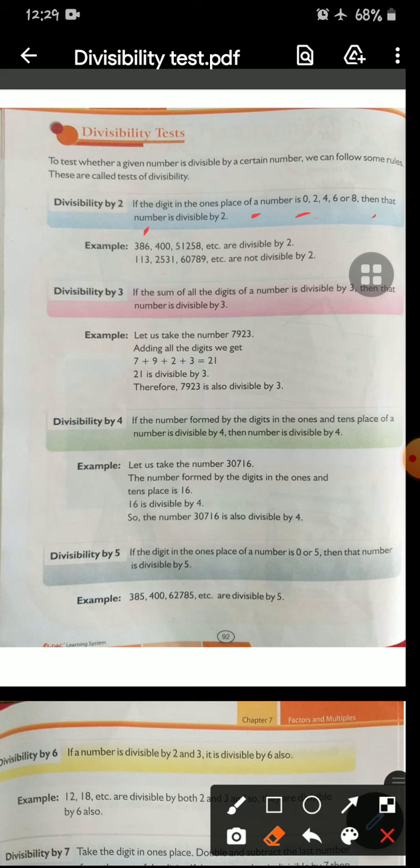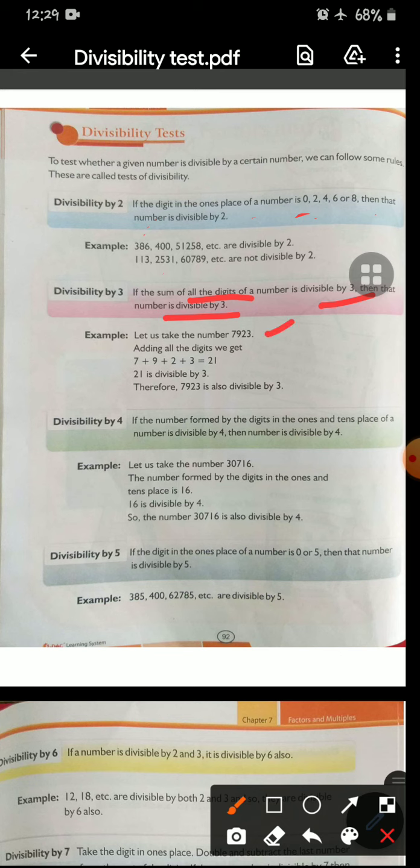Now we have to check the divisibility by 3. In the divisibility by 3, if the sum of all the digits of a number is divisible by 3, then that number is also divisible by 3. The sum of all the digits of the number.